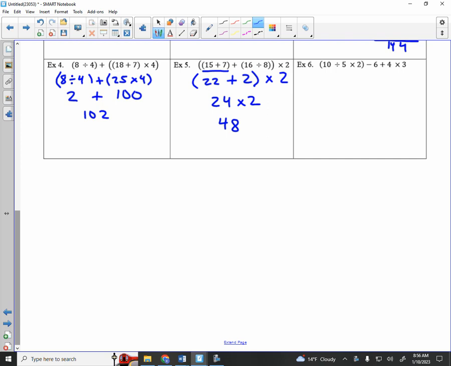I want you to try the last one, example 6, on your own, and then we'll check to see if you get the same thing that I have. Go ahead and take 30 seconds, try the last one on your own, see how it goes.